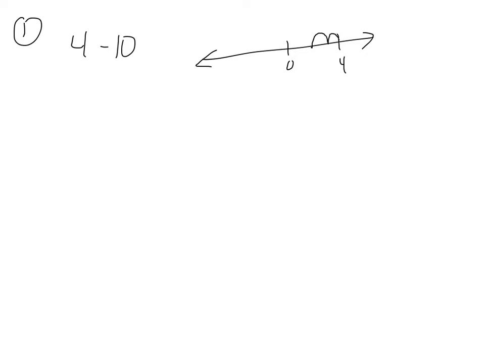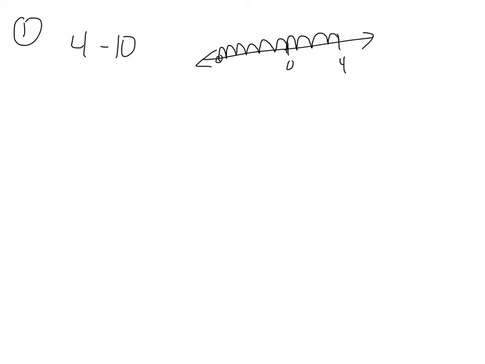So, let's take the first problem. We'll do 4 minus 10. So what would I do there? Well, let's think. If I did the number line way, I'm starting at 4, and I'm subtracting 10. I'm going to go past 0 for sure, because that would be 1, 2, 3, 4, but I'm going to have to go 5, 6, 7, 8, 9, 10. So the question is, where did I land?